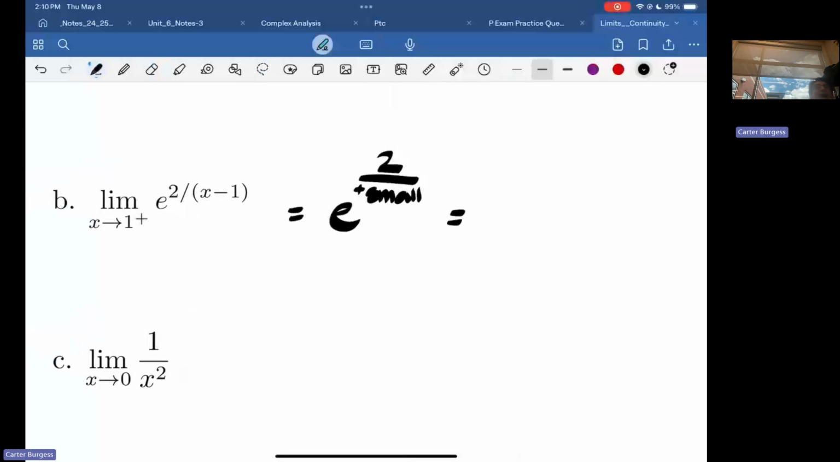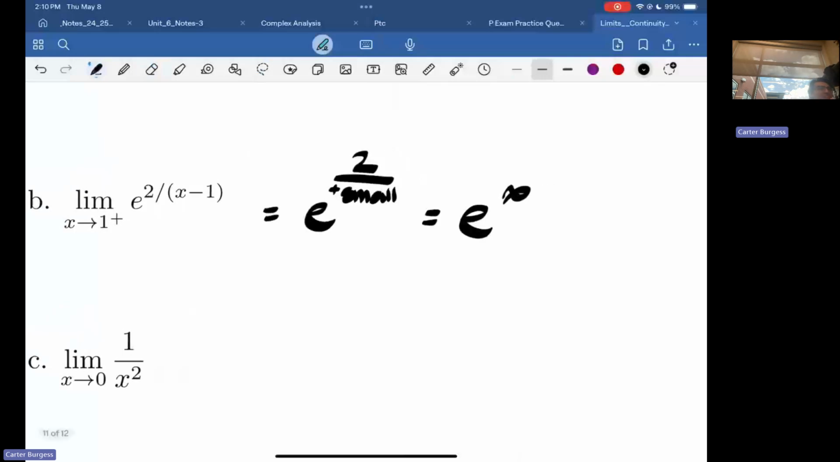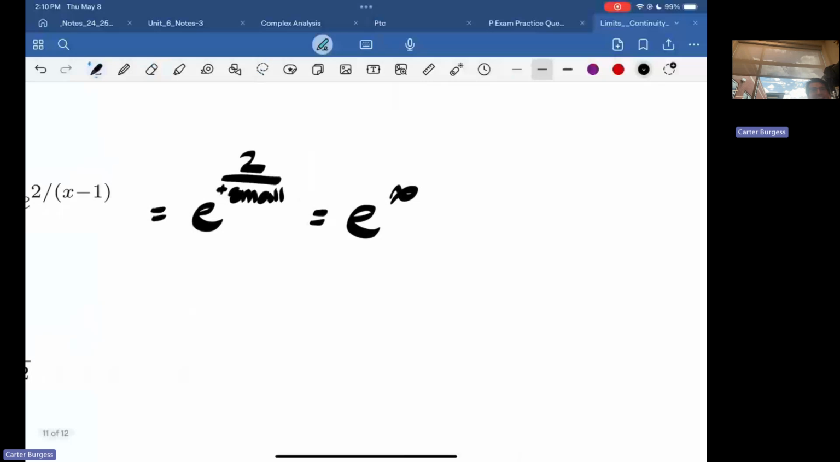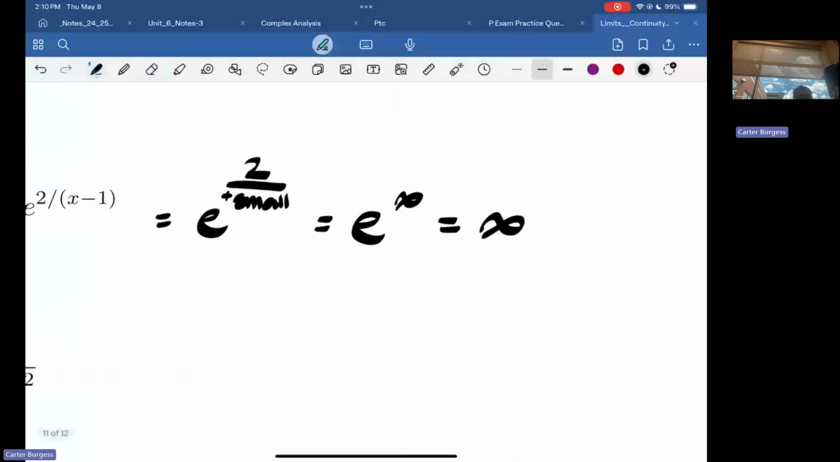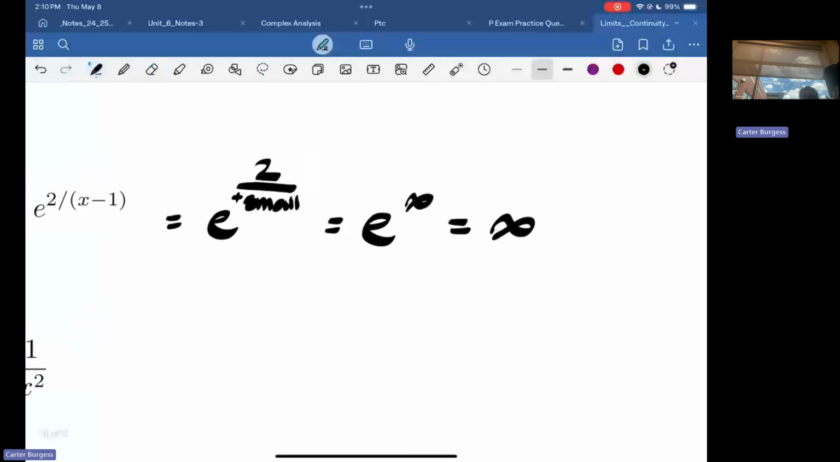What happens when I make my denominator really small? My number gets really big. This is the same as, we could think of this almost as e to the power of infinity. And what's going to happen when I take e, which is a number greater than 1, and raise it to a stupidly large power? It's going to get stupidly large. So try it on your calculator. Try doing 2 divided by a number that's really small.